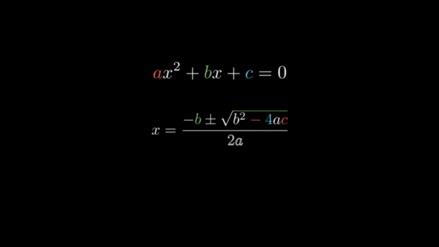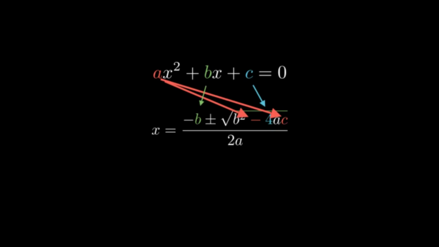Let's explore how to solve quadratic equations using the quadratic formula, which gives us a direct way to find solutions without factoring. This is the standard form of a quadratic equation, where a, b, and c are constants with a not equal to 0. To solve for the values of x that satisfy this equation, we use the quadratic formula. This formula gives us the solution for x in terms of the coefficients a, b, and c. The plus-minus symbol indicates that we'll typically get two different solutions from this formula, one when we add the square root term, and another when we subtract it.